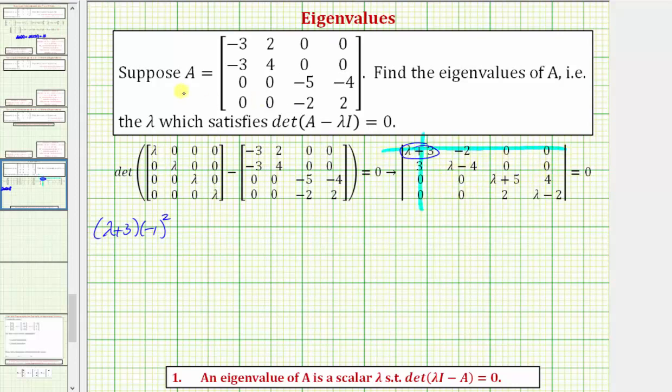which will give us a 3 by 3 determinant, where the first row would be lambda minus 4, 0, 0. Second row is 0, lambda plus 5, 4. The third row is 0, 2, lambda minus 2.